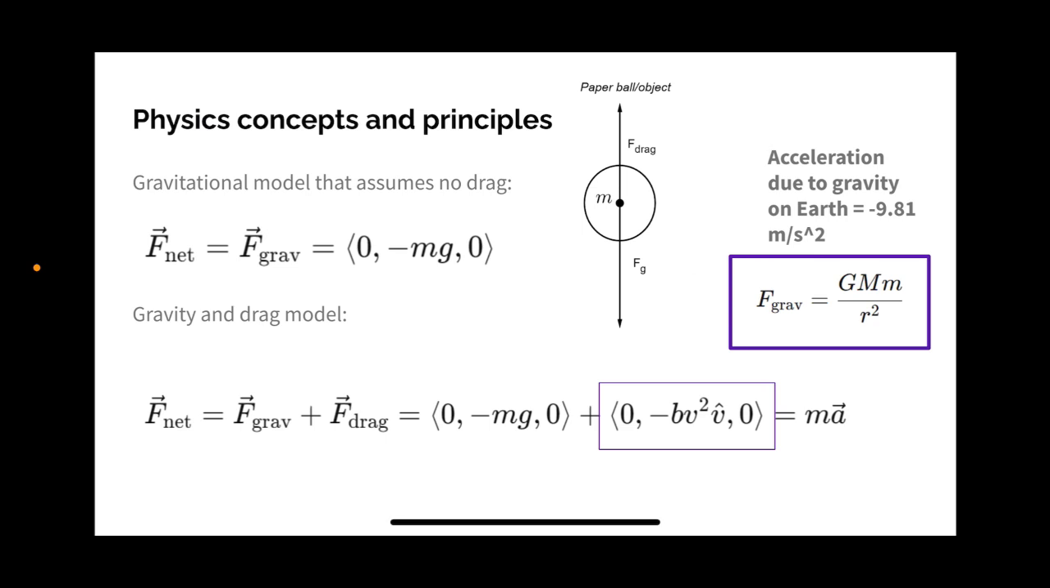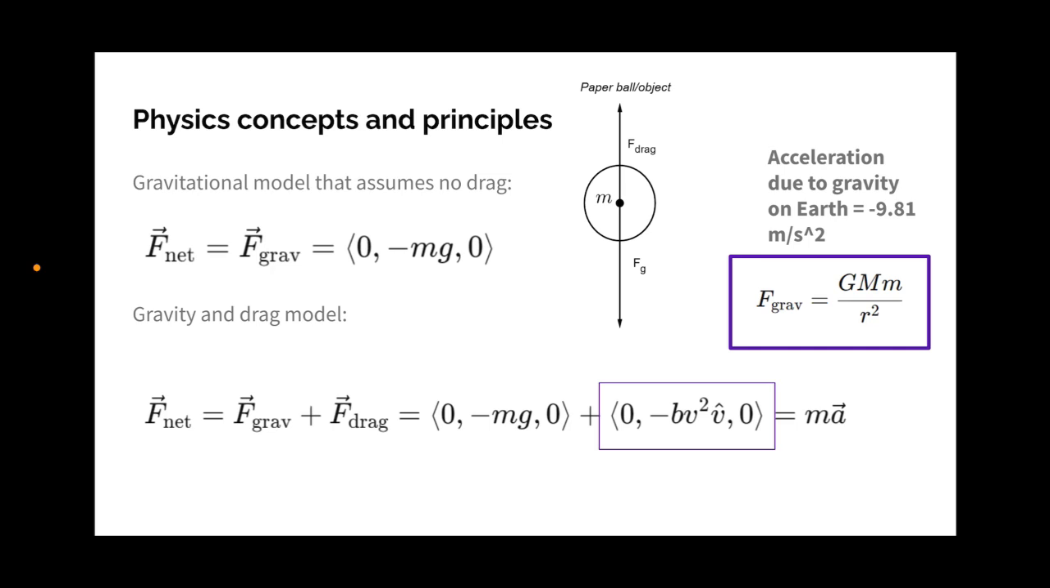We have two different models for our lab. We have a gravitational model that assumes there's no drag, in which net force is equal to the force of gravity, which is equal to negative mass times g. G is the acceleration due to gravity on Earth, which is equal to 9.81 meters per second squared. This is calculated through our force of gravity equation.